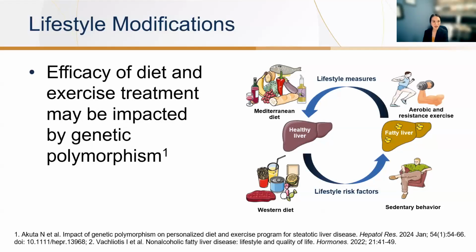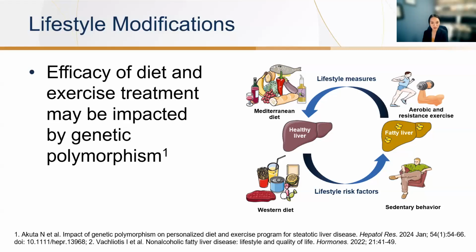So the efficacy of diet and exercise treatment may be impacted by genetic polymorphism. So what is genetic polymorphism? Genetic polymorphisms that influence MASH include whether someone is more susceptible to develop MASH. Some people at 400 pounds never get MASH. Some people at 114 pounds get severe fatty liver. So it is also the genetic makeup that tells whether a person is likely to get MASH or not.